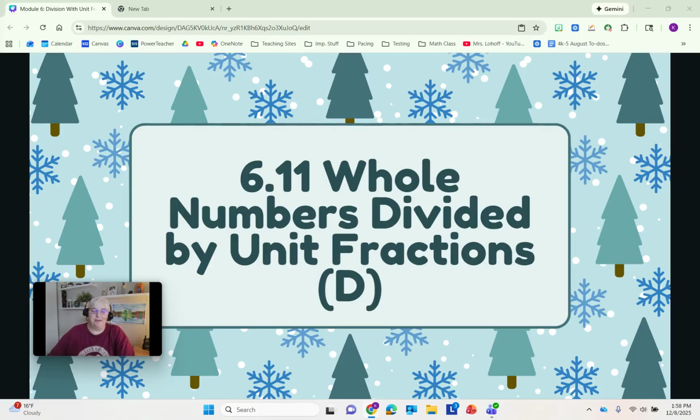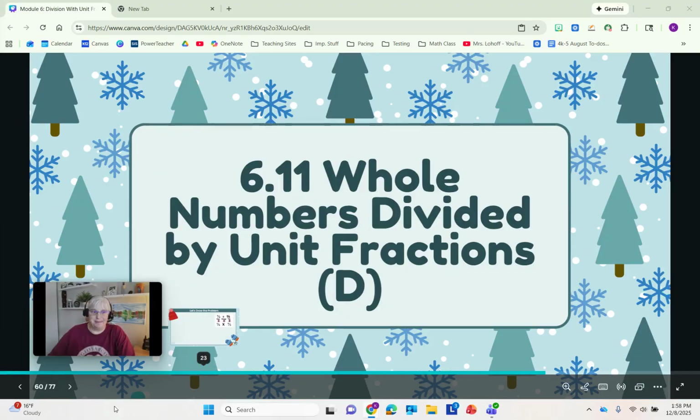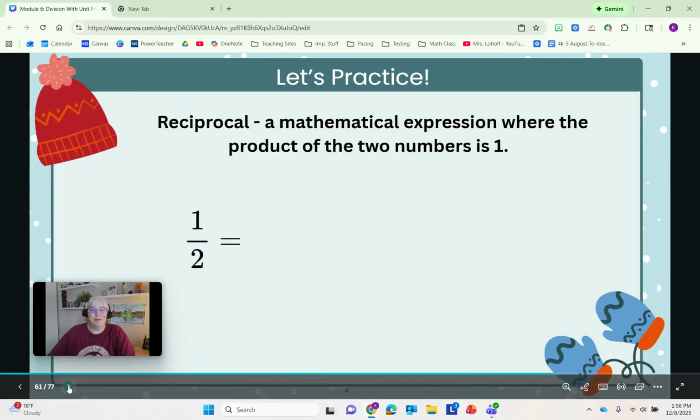6.11 is whole numbers divided by unit fractions. It's more of the same. Keep, change, flip. That's what we're going to be doing. First, we need to talk about a word. The word I want you to learn is called reciprocal.